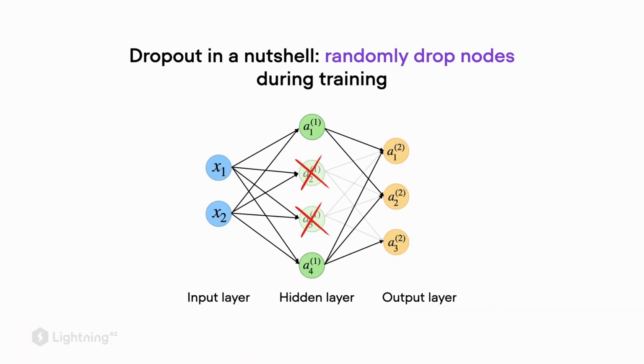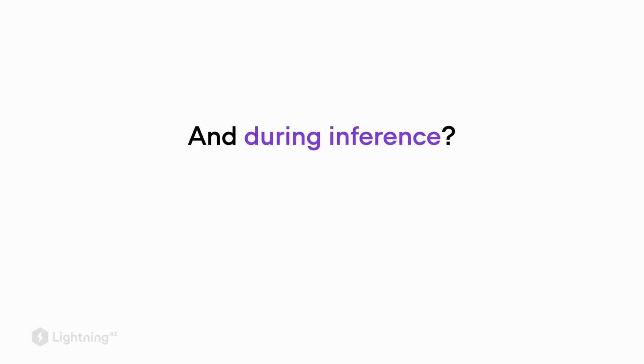So in the previous video we introduced Dropout, where we drop random nodes during training. However, how do we use Dropout during inference when we want to make predictions on new data? Let's talk about this in this video. So during training we randomly drop these nodes, but during inference, what do we do there?